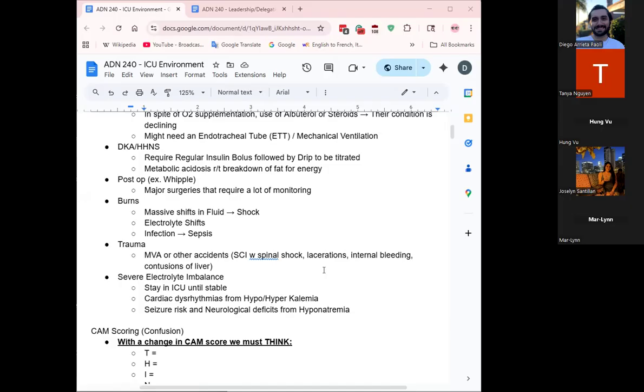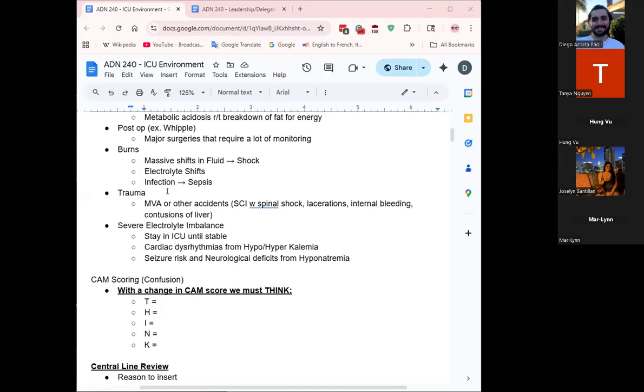People with severe trauma can go to a trauma ICU. People that have been in motor vehicle accidents, suffering from spinal cord injuries, internal bleeding, hemorrhaging, subarachnoid hemorrhaging, epidural hemorrhaging, all that kind of stuff. And then kind of we talked about severe.